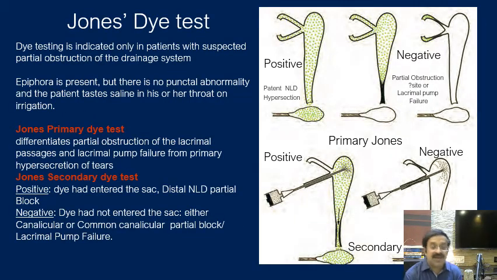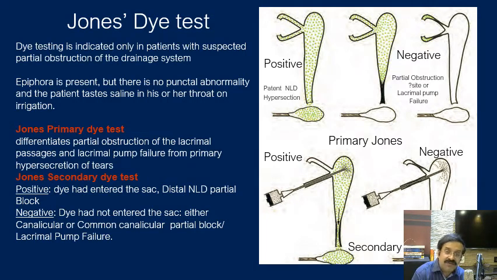Now, the Jones dye test. The Jones dye test is indicated only when patients have a suspected partial obstruction of the drainage system. For instance, the last scenario in the previous table. Here epiphora is present, but there is no punctal abnormality, and the patient tastes saline in his or her throat on irrigation, that is syringing.